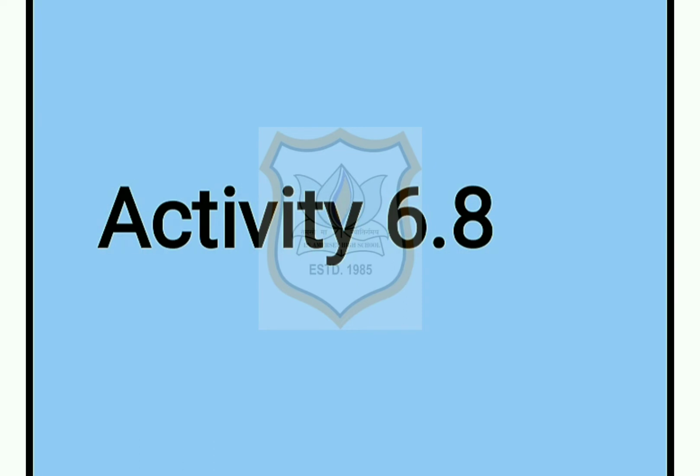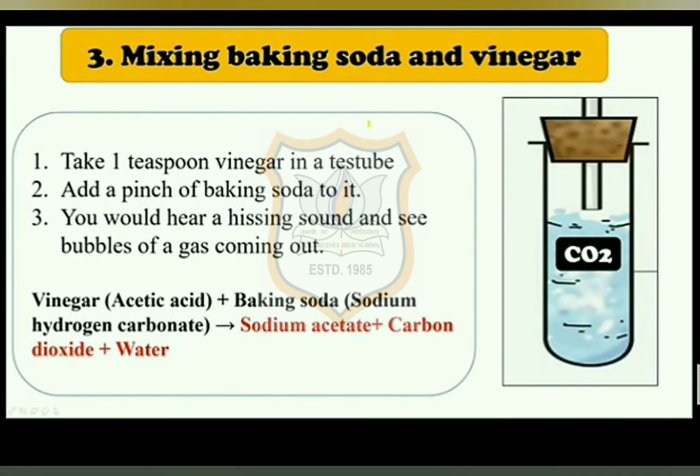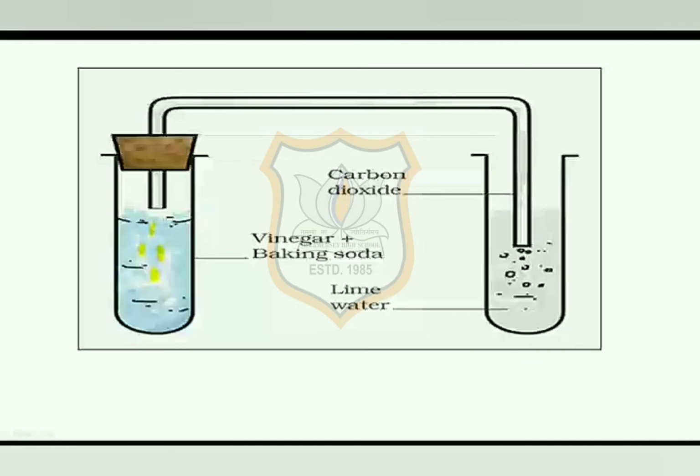Now we will discuss activity 6.8 to show that the change occurring on mixing vinegar and baking soda is a chemical change. Take about 1 teaspoon vinegar in a test tube. Add a pinch of baking soda to it. You would hear a hissing sound and see bubbles of a gas coming out. Pass this gas through freshly prepared lime water as shown in the figure.